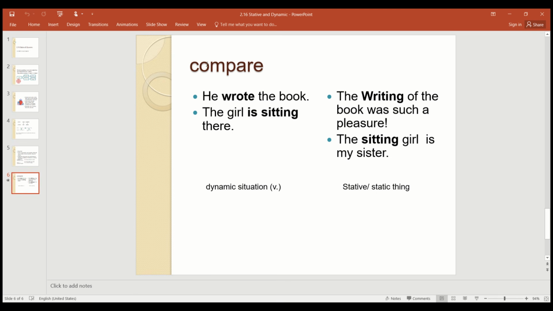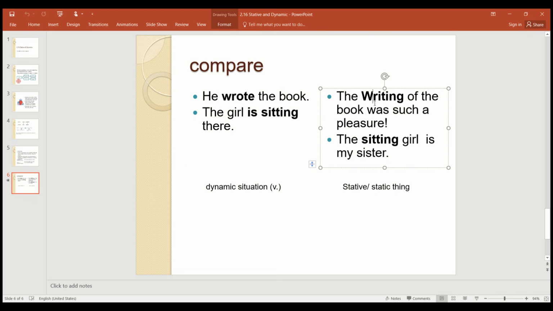Examples. He wrote the book. The verb wrote is dynamic because there is an action. The girl is sitting there. This is also dynamic because although she's not doing an action, although there is no action or movement in the sentence, it still shows that the situation is temporal, and it is changing. See, she's not sitting there forever. So here we have verbs, and both verbs are dynamic because they describe a dynamic situation.